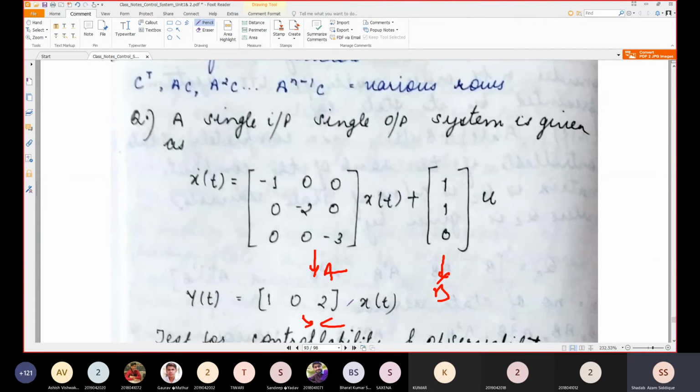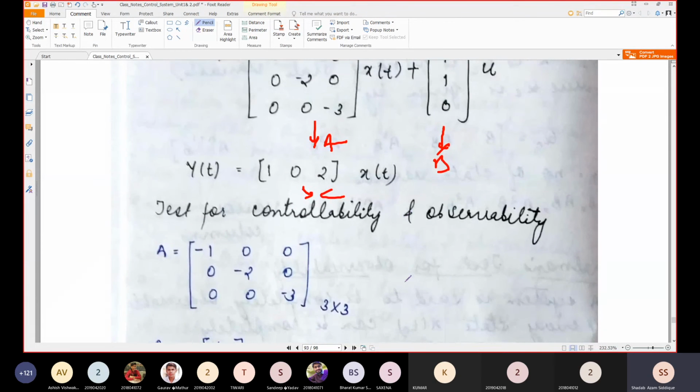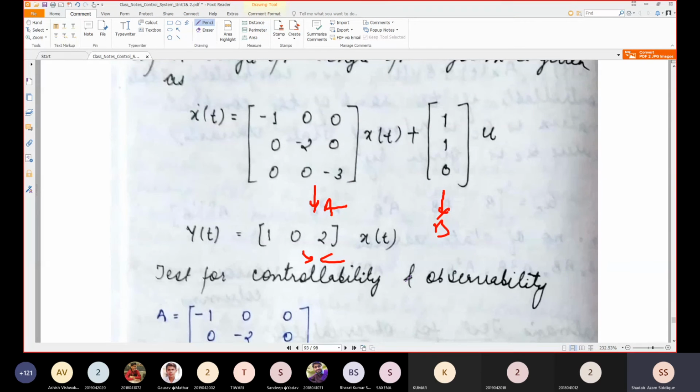We are asked to test the controllability and observability. The problem may also be given as: find the Kalman test for controllability and observability. Go for the Kalman test and find out the controllability and observability. This is the A matrix given here. So what was the controllability definition, the controllability formula? QC is equal to, what was that?